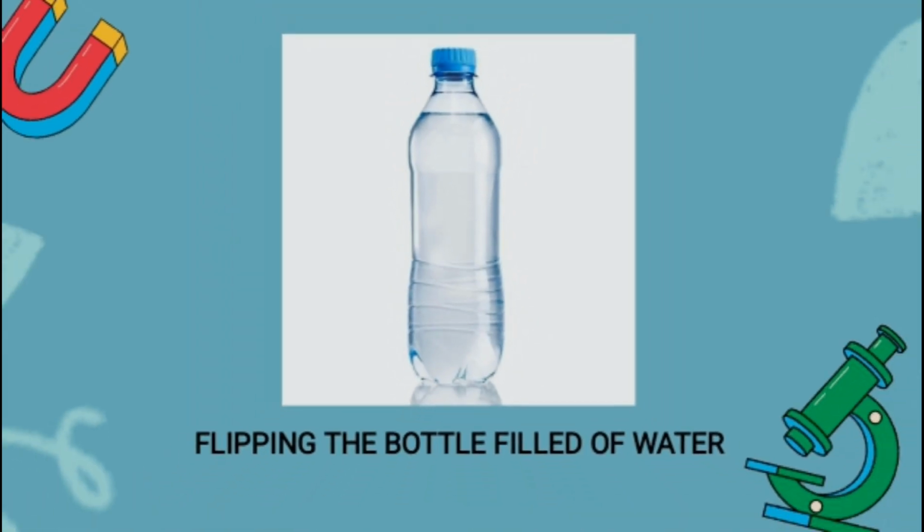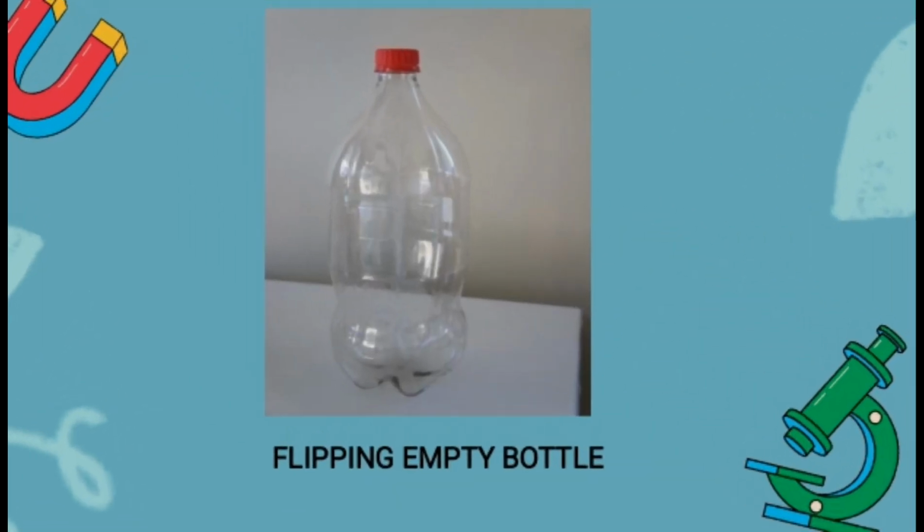Also, flipping the bottle with water, the water moves inside, sloshing around. This movement will affect how the bottle spins and lands as the water shifts. And for the last one, when flipping the empty bottle, since it's much lighter, the bottle will be easier to flip but less stable, which may cause the bottle not to land consistently.